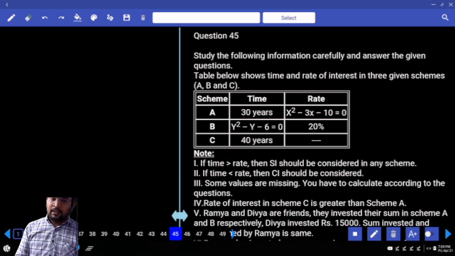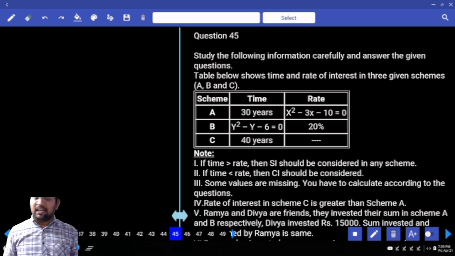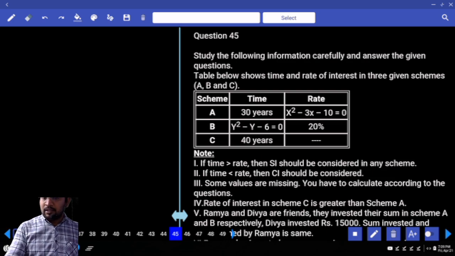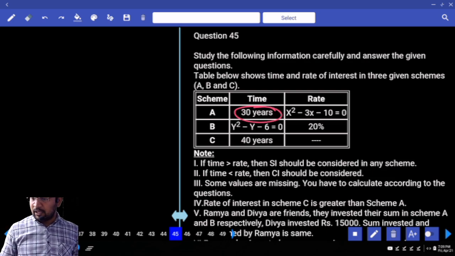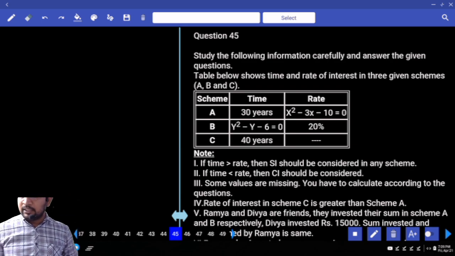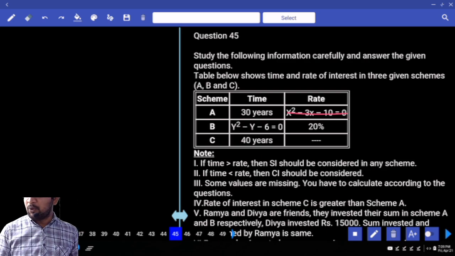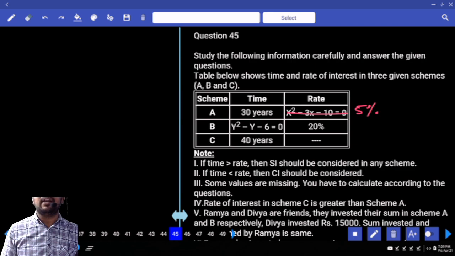Yes. The table below shows the time and rate of interest in the given 3 schemes A, B, C. So here 30 years is there. Okay, x square minus 3x minus 10. What are the roots? 5 and minus 2, but negative is not possible for a rate of interest. So that is the reason we are going to consider this as 5%. Are you clear?